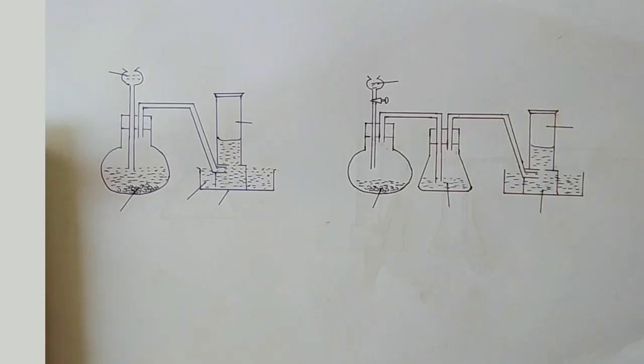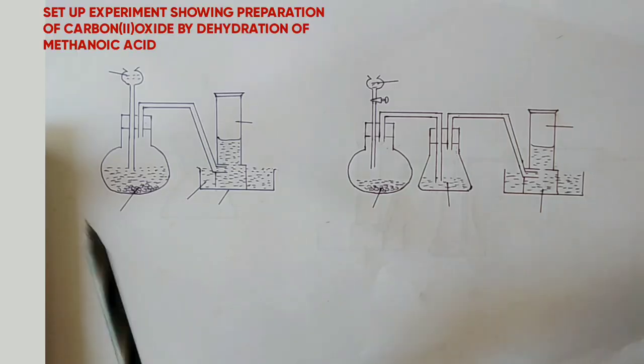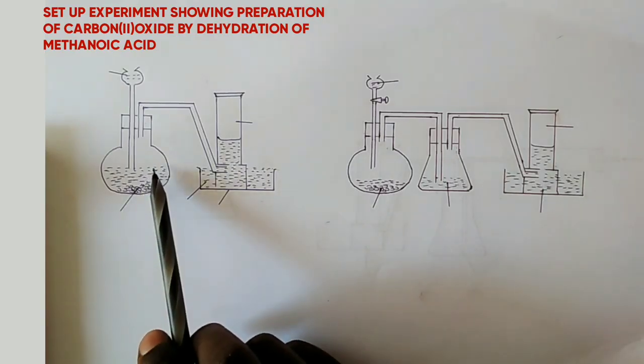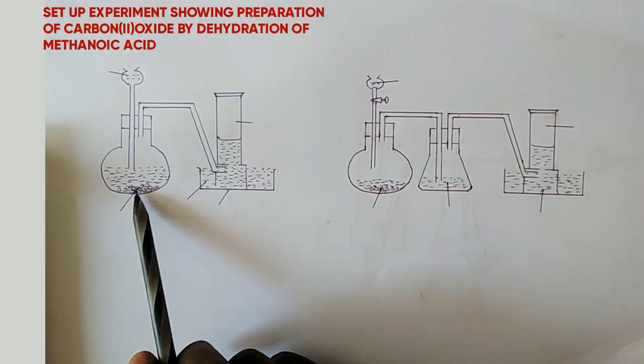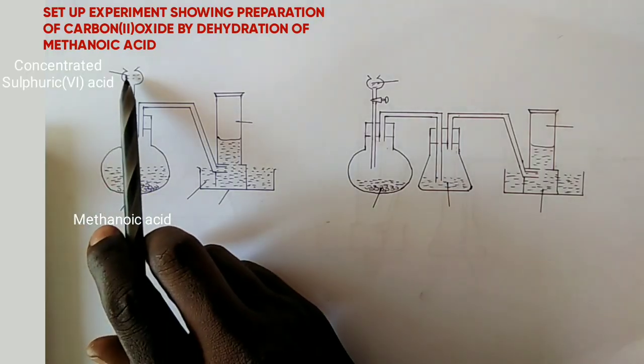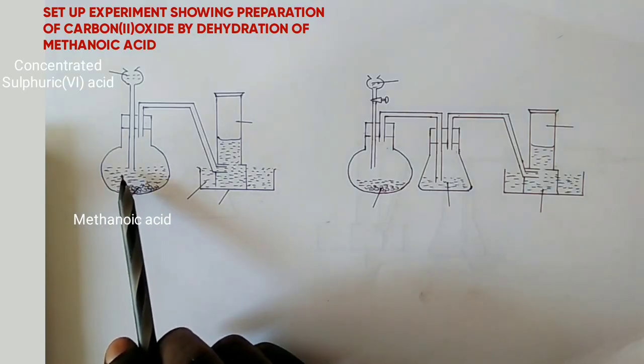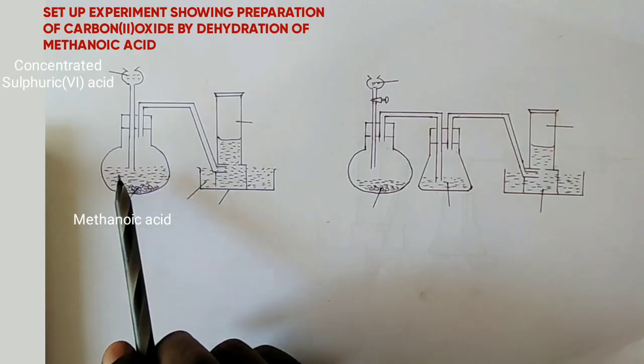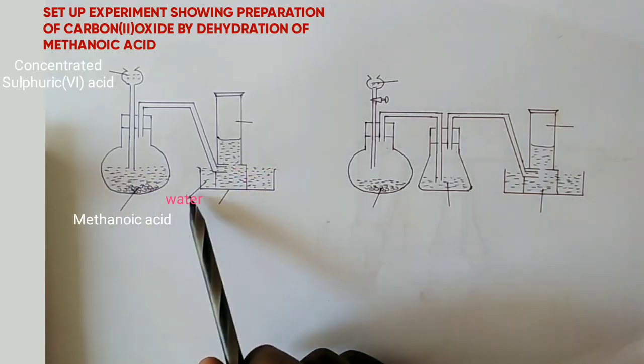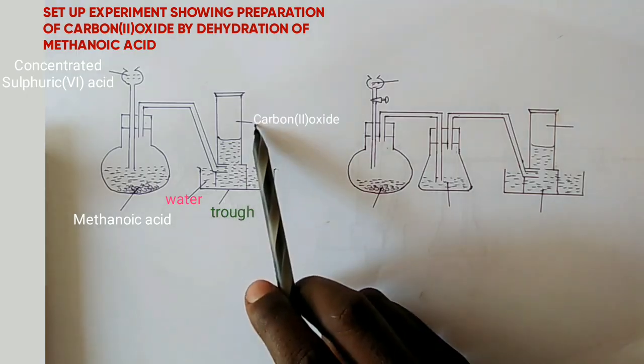Below shows preparation of carbon-2 oxide by dehydration of methanoic acid. So the first diagram, this diagram here, is by dehydration of methanoic acid. Here you place methanoic acid, and here you place concentrated sulfuric acid. Once the gas is prepared here, you are told not to collect the initial sample of gas because it is impure, that is, it is mixed with air originally in the flask. After the gas is prepared, it is collected by the over water method here. So this is water, this is a trough, and this is the gas, carbon-2 oxide.